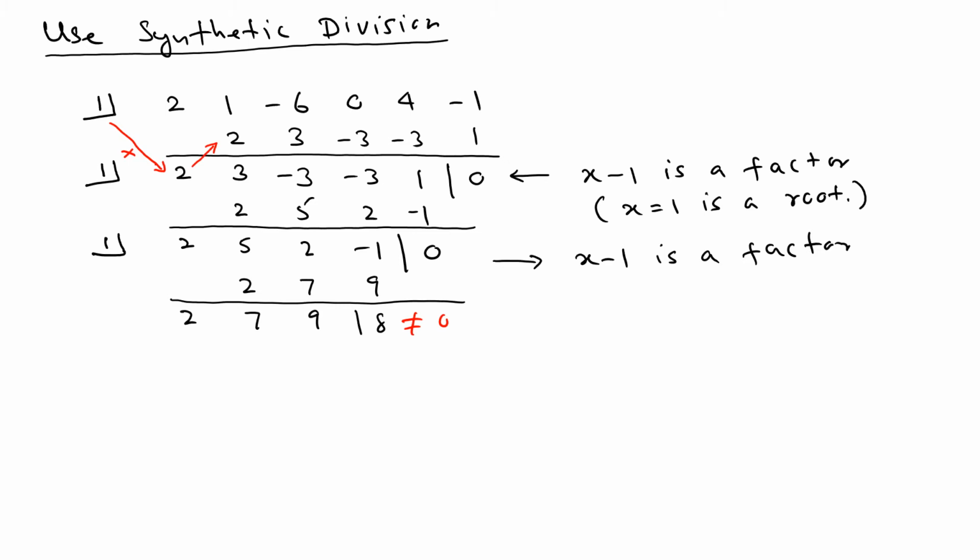So let's go to the next number. What's the next number? Let's check whether negative 1 is a factor, because we always work with the easy numbers first. So let's copy the original polynomial again. It is 2, 5, 2, negative 1. That's what we work with.